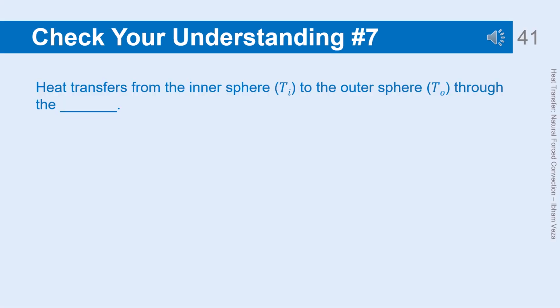Check your understanding, number 7. This question emphasizes the medium through which heat transfer occurs between the two spheres. The focus is on understanding that heat must pass through the fluid in between. Without a medium, neither conduction nor convection can occur. This concept seems simple, but is very fundamental. In thermal analysis, all heat transfer processes always require a medium or a radiation field.